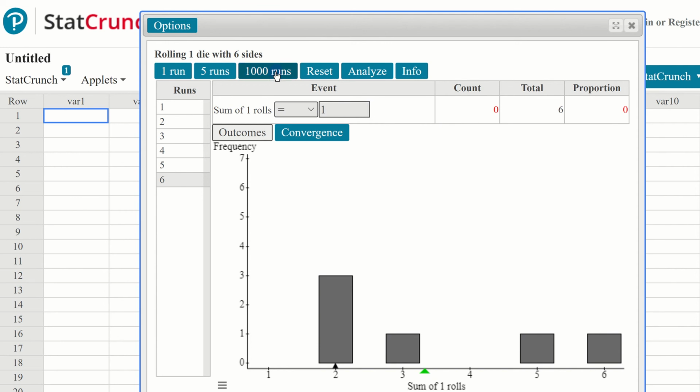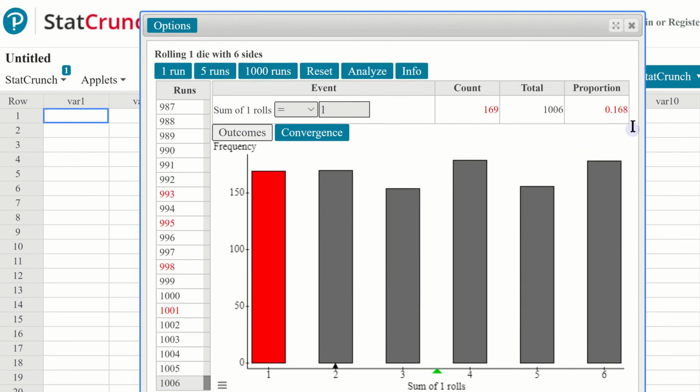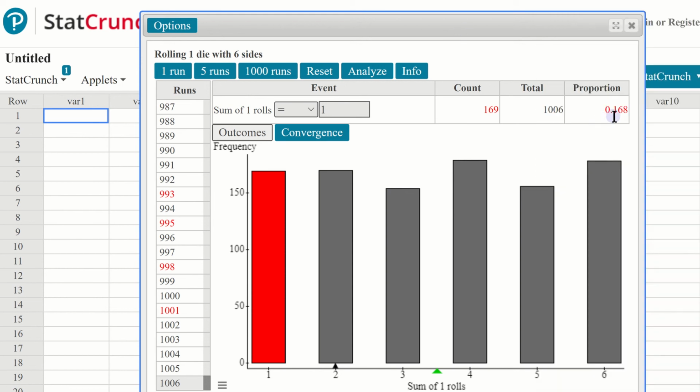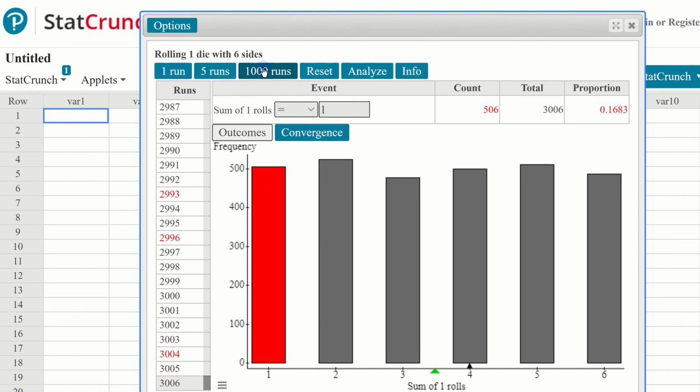Now let's do 1,000 runs. Okay, very, very interesting. So now you see, as you do the number of runs more and more often, now you're getting close to the result. Let's go back to our calculator. You see, we're approaching that 0.16 bar, which means 0.16 with the 6 repeating. See, 0.168. So now as you start adding more and more runs, you're in fact going to start getting really close to that 0.166666.